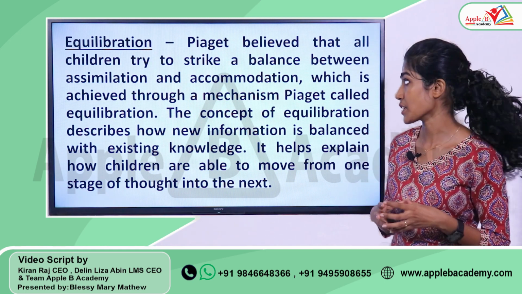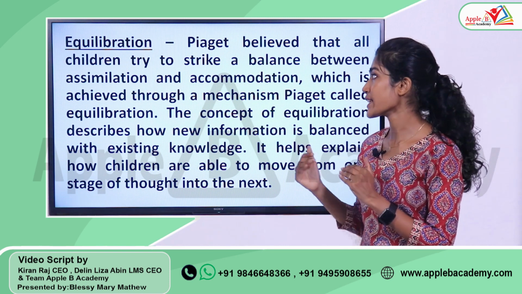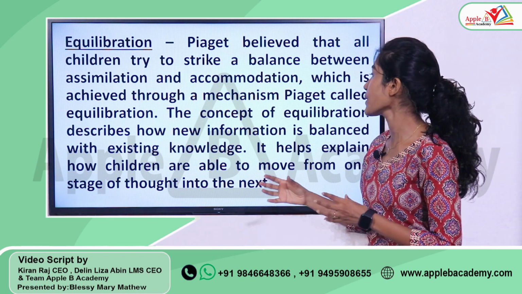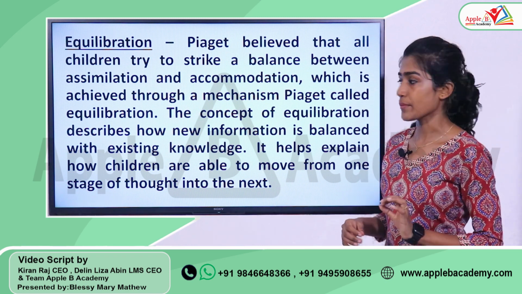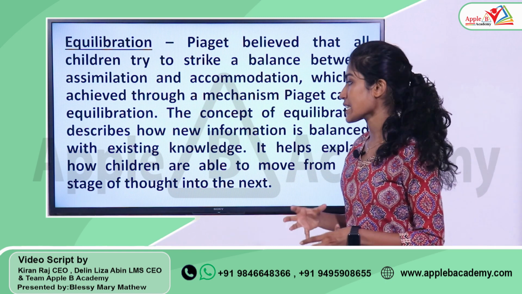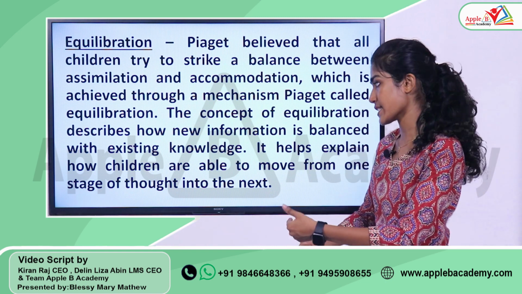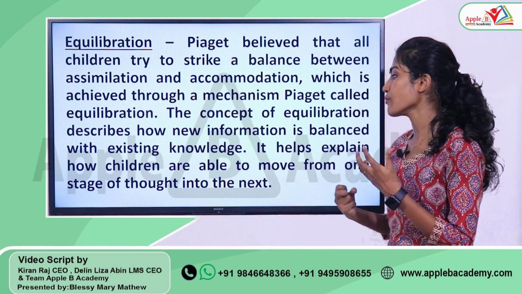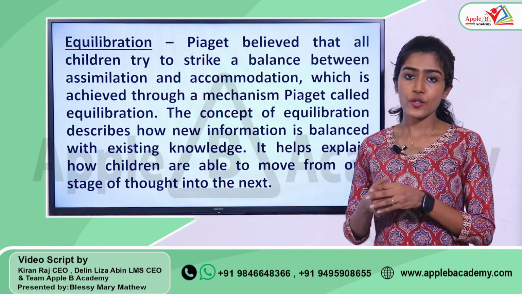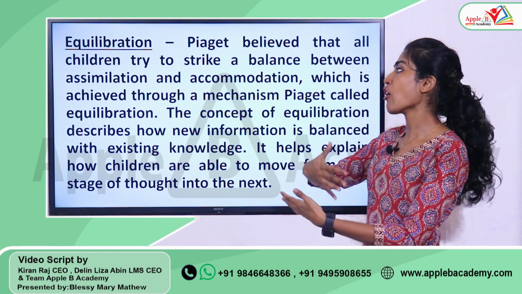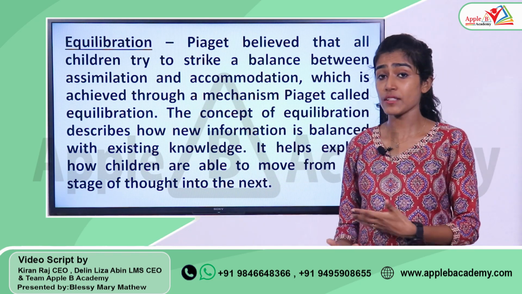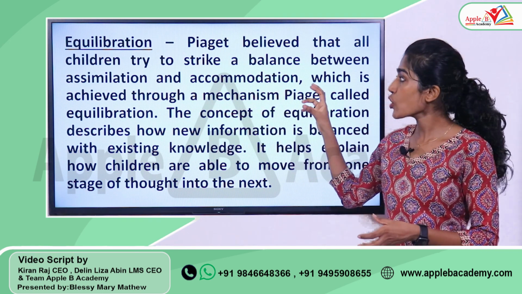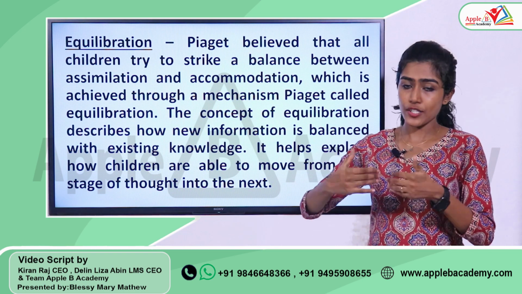So what do you mean by equilibration? Piaget believed that all children try to strike a balance between assimilation and accommodation, which is achieved through a mechanism Piaget called equilibration. The concept of equilibration describes how new information is balanced with existing knowledge. It helps explain how children are able to move from one stage of thought into the next. So basically, this entire process of cognitive development includes both assimilation and accommodation. It should be in a balance.